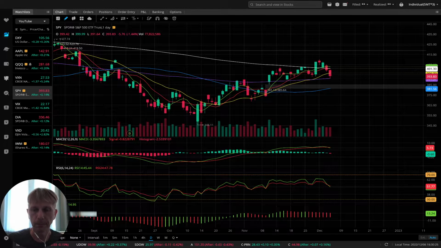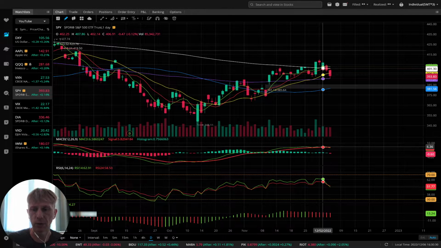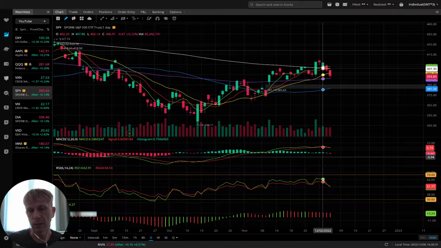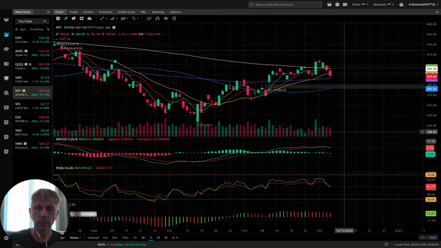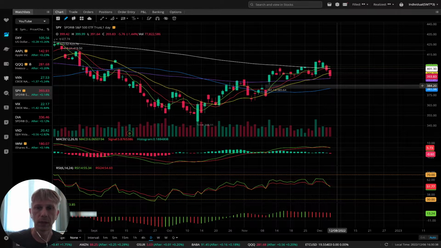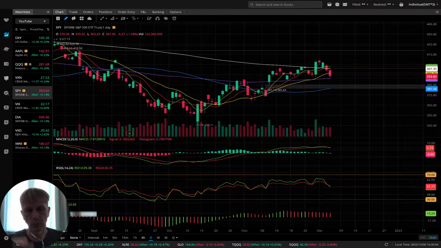SPY daily. Bearish signal. MACD did bearish crossover. RSI bearish crossover. Also oscillator bearish. Bearish trend. Gap below current state. Large gap. Okay, let's move to 4 hours.